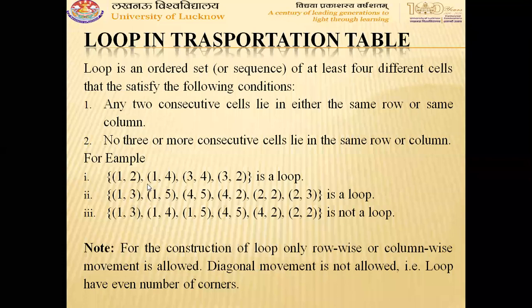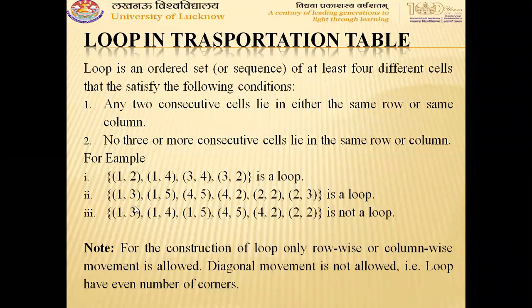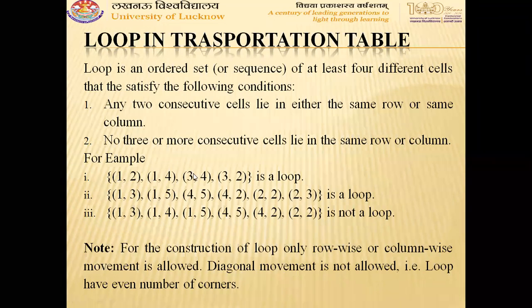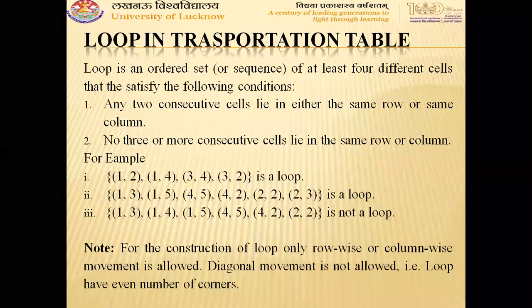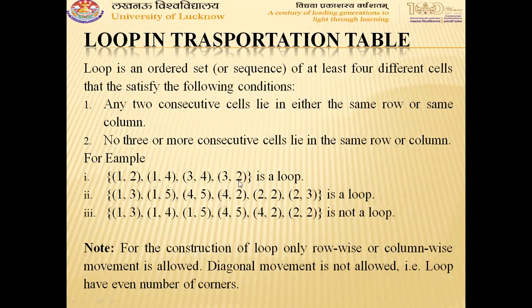For example, cell 1,2, cell 1,4, cell 3,4, and cell 3,2 construct a loop in a transportation problem. Here you can see cells 1,2 and 1,4 are in the same row, 1,4 and 3,4 are in the same column, again 3,4 and 3,2 are in the same row, and 3,2 and 1,2 are again in the same column. The last cell is represented as 3,2, but the loop is formed when from 3,2 we move to 1,2.